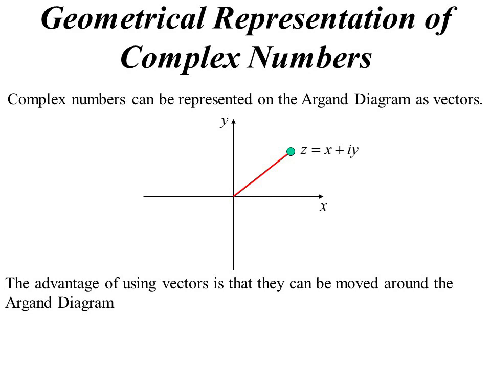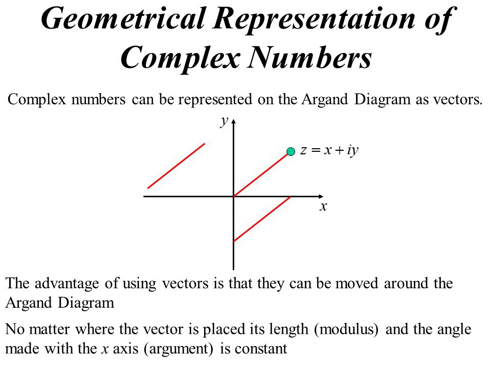So that vector I could slide down there. It still represents the same complex number: head minus tail, whatever that is, that's the complex number it represents. I can put it up there. Again, head minus tail, still the same complex number. It doesn't matter where we put it, the length is going to stay the same and the direction is going to stay the same. It's a vector. Head minus tail.